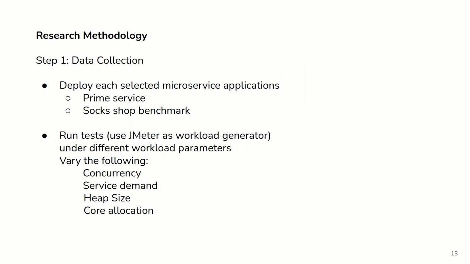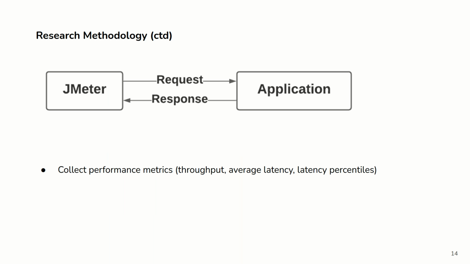We have done our work in these steps. In the first step, we collect the data, and here we have selected two benchmark applications. The first one is Prime Service and the second one is Shop benchmark, and we used JMeter as our workload generator, and this is the sample picture.